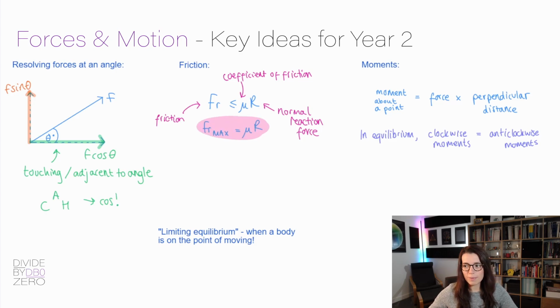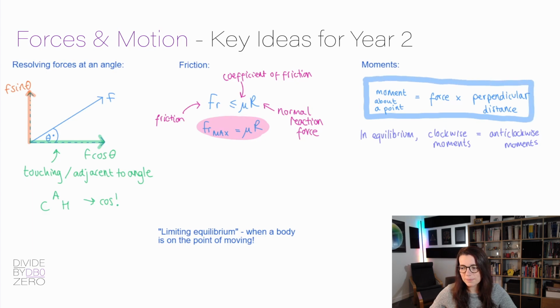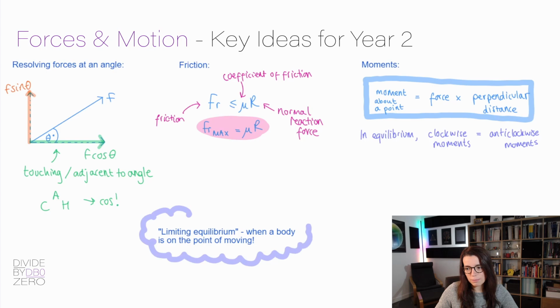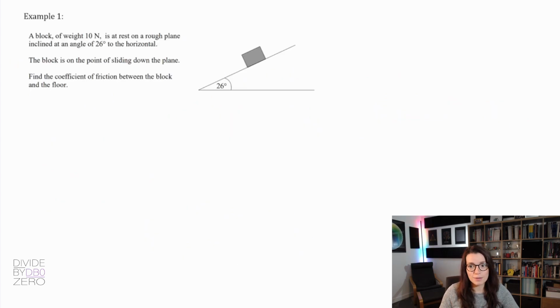I have a note here about moments. Sometimes you'll need to use moments with questions that involve forces as well. And the moment about a point is equal to the force times the perpendicular distance. If the system is in equilibrium, then the clockwise moments will be equal to the anti-clockwise moments. Last note on this page says that limiting equilibrium is when a body is on the point of moving. So worth bearing that in mind. Let's take a look at some examples.